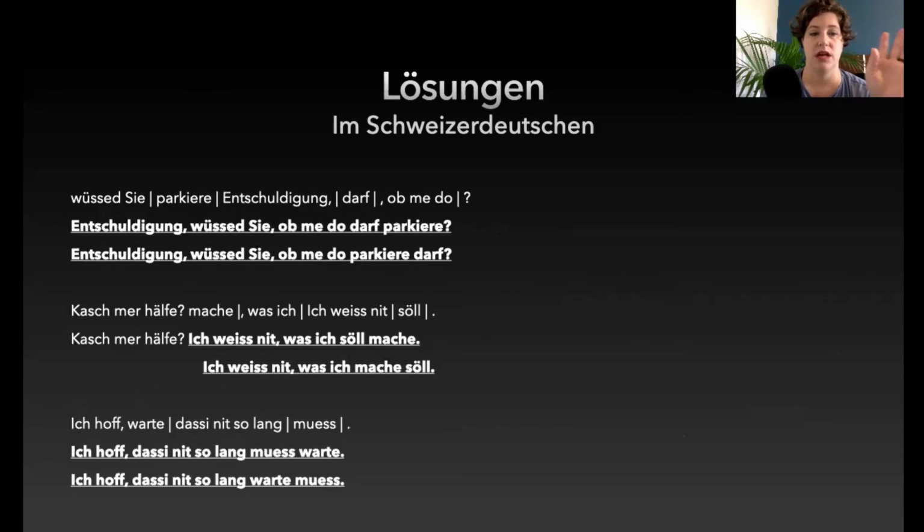Okay, so let me translate for you. Here are the solutions, plus I'm translating them to you. Entschuldigung, wissen Sie, ob man hier darf parkieren? And alternatively, Entschuldigung, wissen Sie, ob man hier parkieren darf? Sorry, do you know, formal, if one is allowed to park here? Kannst du mir helfen? Ich weiß nicht, was ich soll machen. Or: was ich machen soll. Both is correct. Can you help me? I don't know what I shall do.